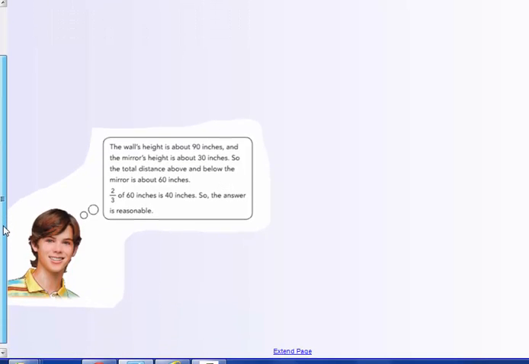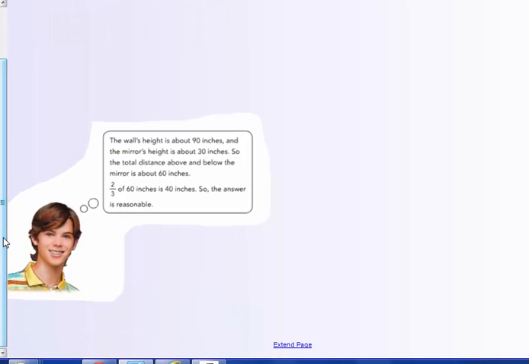Here's a little, let's think about this. The wall's height is about 90 and the mirror's height is about 30. So the total distance above the mirror is about 60. 2/3 of 60 is about 40. So the answer of 42 seems reasonable. Oh, that was a good, reasonable checking idea there.